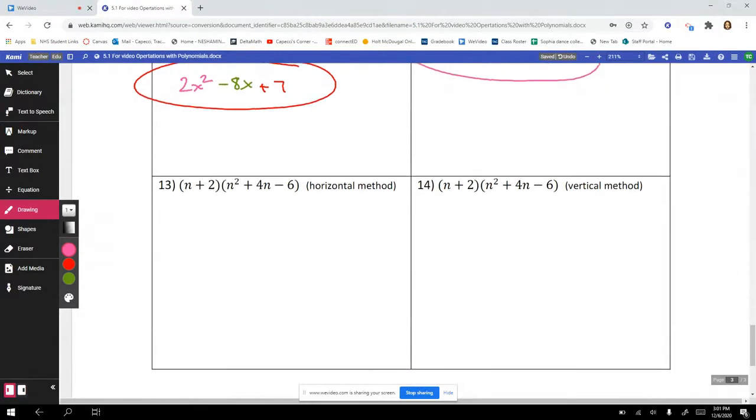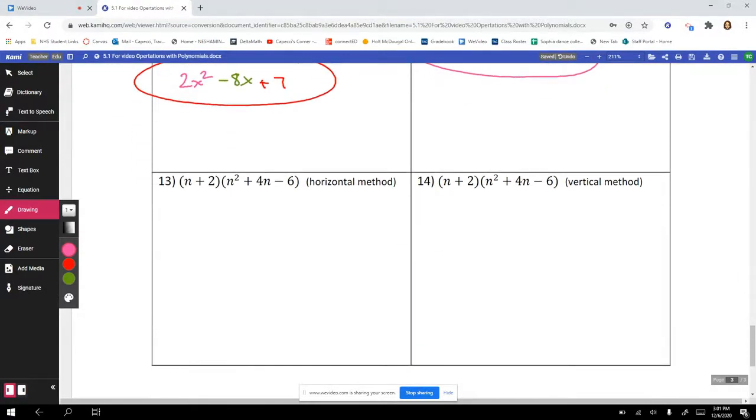Okay, now we did a lot of multiplying binomial times a binomial. This time we're going to do a binomial times a trinomial. Now, there are 2 methods. We could do the horizontal method or the vertical method. Most teachers want you to practice both, but in the end, they don't usually care which method you use. It's really more of a comfort.